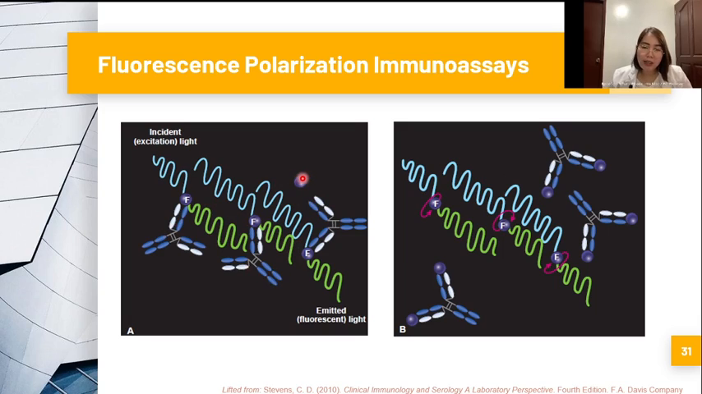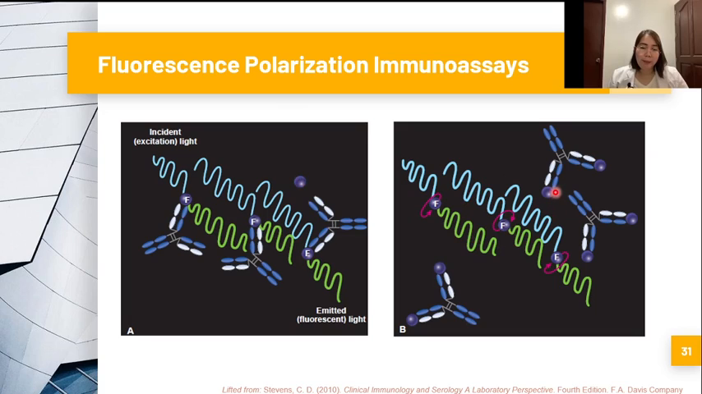Okay, so if a sample analyte or patient antigen concentration is low, the antibody will bind most of the labeled analyte or fluorescent labeled analyte, restricting its rotation as seen in letter A. And when excited by polarized light, the emitted fluorescence will remain polarized. Pag sinabi nating remain polarized or increase ang polarization, the light waves are with the same direction or orientation. That's why if increase ang polarization, it means na konti ang ating patient antigen in the sample.